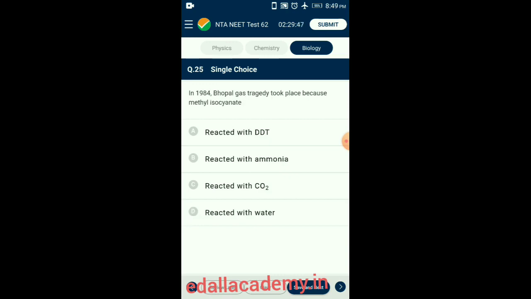Question number 25. In 1984, the Bhopal gas tragedy took place because methyl isocyanate. In the Bhopal gas tragedy, methyl isocyanate, commonly called MIC, reacted with water to produce a large amount of heat as it was an exothermic reaction. Due to the increase in pressure, the safety valve of the tank burst and the gas came out. So the answer is option D, reacted with water.